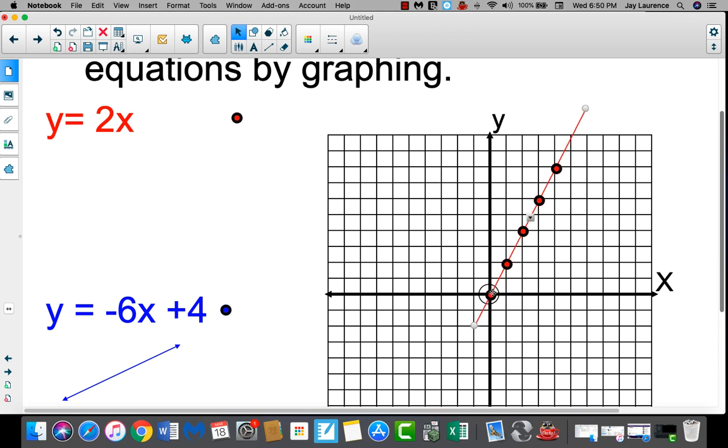And notice I make my line take up the whole graph. I take up a lot of room there. That line goes forever, and I want it to look like it does. The blue one, y-intercept is 4, so 3, 4 right there. And then my slope, excuse me, not my x-intercept, my slope is -6, or -6/1. So I'm going to go down 1, 2, 3, 4, 5, 6, and then over 1.